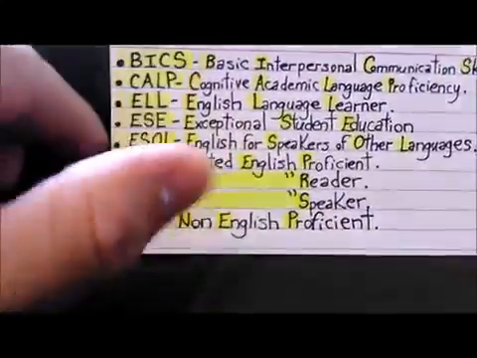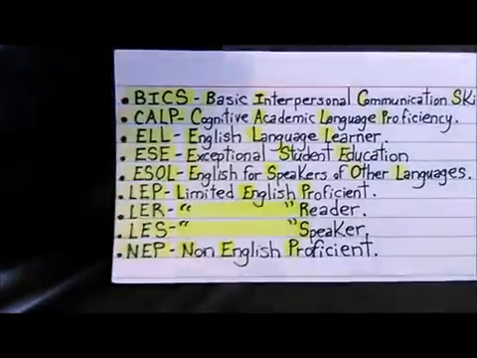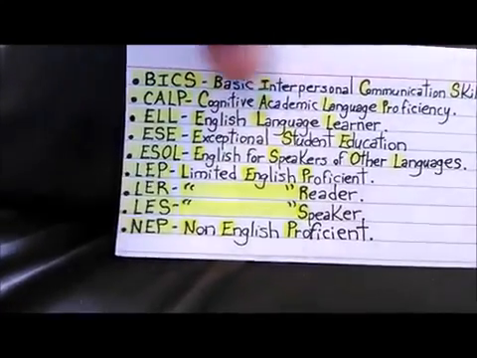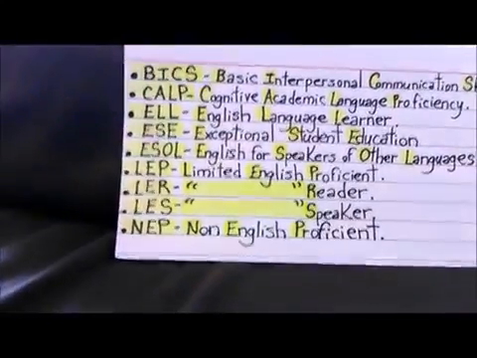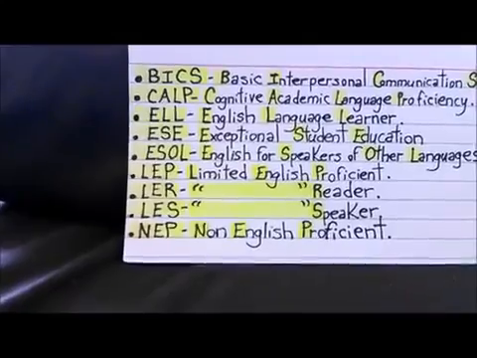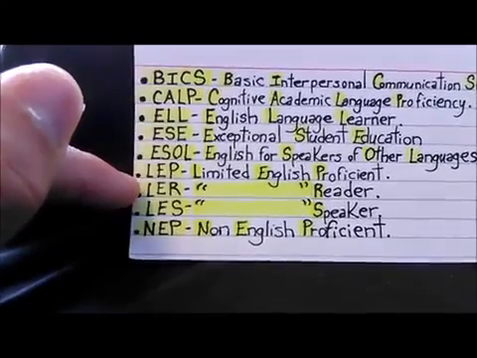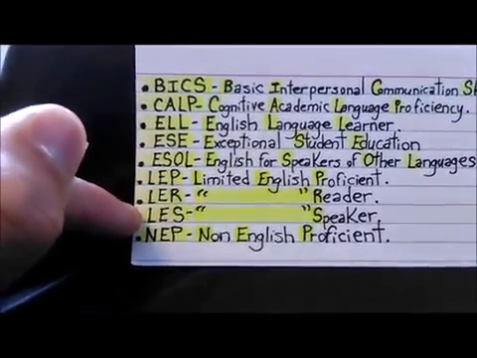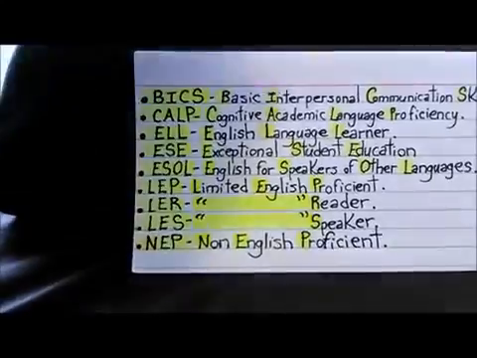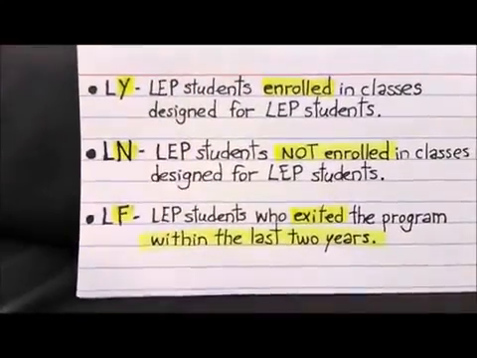Oh, these are little acronyms right here. You got BICS, Basic Interpersonal Communication Skills; CALP, Cognitive Academic Language Proficiency; ELL, English Language Learner; ESE, Exceptional Student Education; ESOL, English for Speakers of Other Languages; LEP, Limited English Proficient; LER, Limited English Reader; LES, Limited English Speaker; NEP, Non-English Proficient. Okay. What is LY?